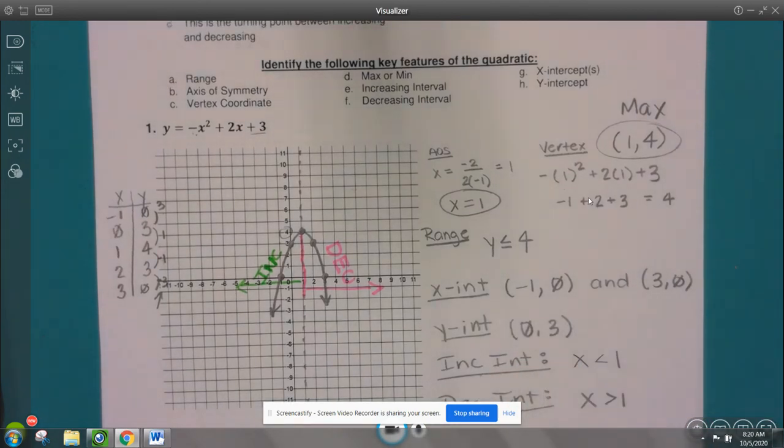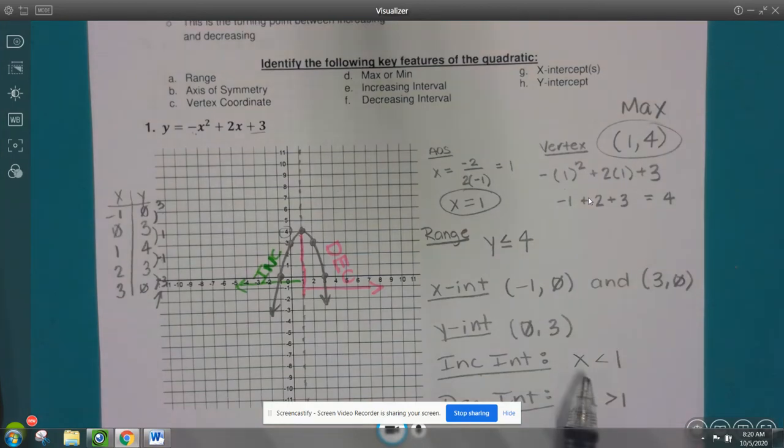Now the best part about a quadratic is these two things right here, the increasing and decreasing interval that we just wrote. These are always going to be the opposite of each other. You'll notice for increasing, x is smaller than 1, and then for decreasing, x is greater than 1. Those are always going to be the opposite inequality sign because it's either increasing or decreasing, because of that symmetric property.